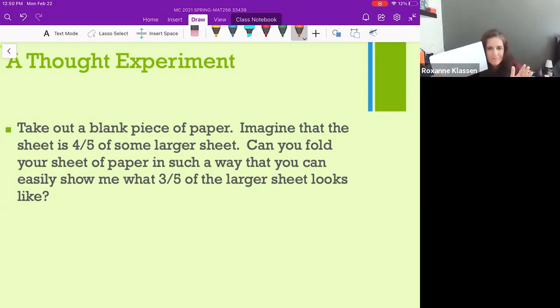Think about that again. So you have a sheet of paper that is 4/5 of a bigger sheet of paper. Can you fold your sheet of paper in such a way that you can easily show me what 3/5 of the larger sheet looks like? Again, you can draw pictures if you want, instead of folding the paper. I'm going to give you a minute to think about it. Then I'm going to put you in your breakout rooms with your new partner.